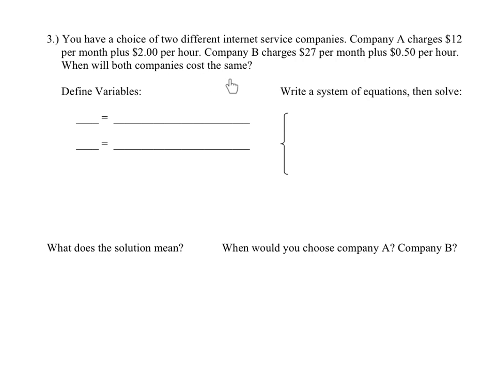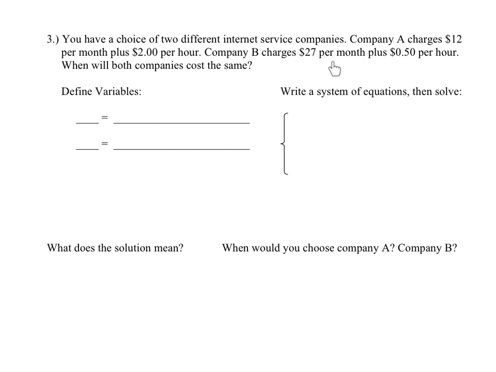Now, this problem's a little bit tricky because a lot of times people want to put your variables as A and B and say that A stands for company A and B stands for company B. But that's not the 2 things that we're missing. We have information about company A, charges $12 per month plus $2 per hour. We have information about company B. Charges $27 per month plus 50 cents per hour. And the question, when will both companies cost the same?